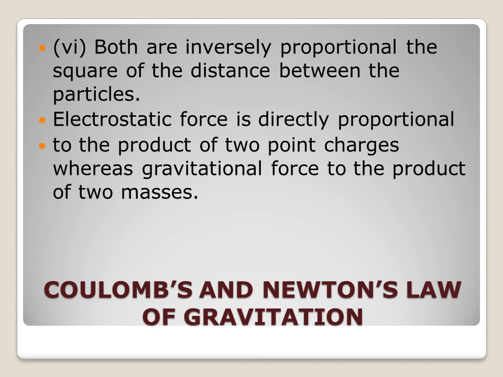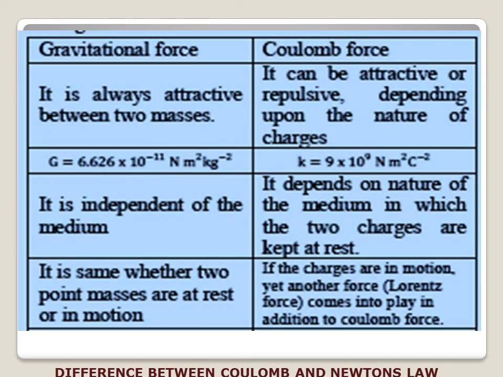And the next point says both Coulomb's electrostatic law and Newton's gravitational law are inversely proportional to the square of the distance between the particles. Electrostatic force is directly proportional to the product of the 2 point charges, whereas gravitational force is directly proportional to the product of the two masses. Then we see the difference between Coulomb's electrostatic force and Newton's gravitational law.